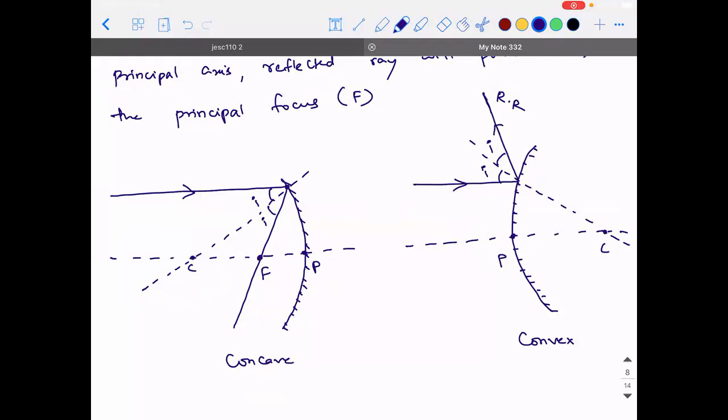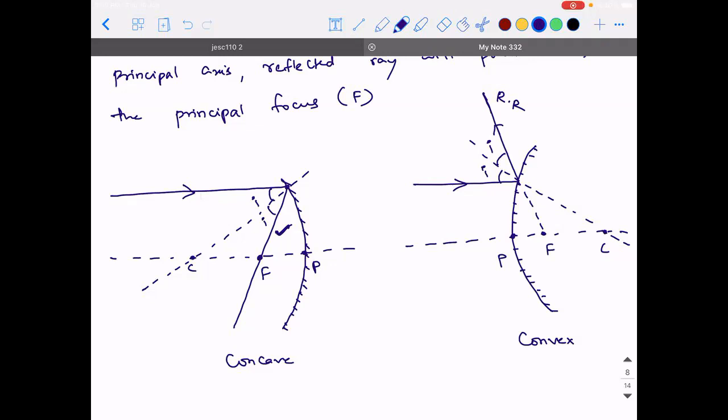Like how this reflected ray in the case of a concave mirror met the principal axis at a point called the focus. Is there a possibility for the reflected ray with respect to a convex mirror to meet the principal axis? The answer is no. So when that is the case, you just try to elongate it in the backward direction and it meets at this particular point. And this point is what we call the principal focus.